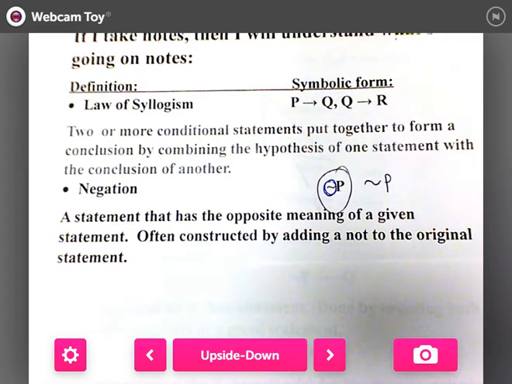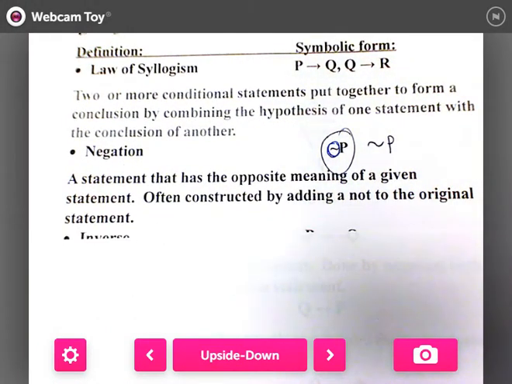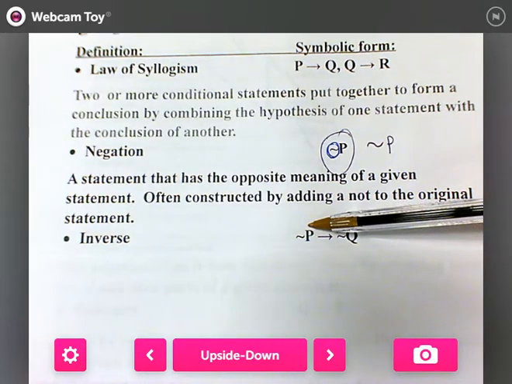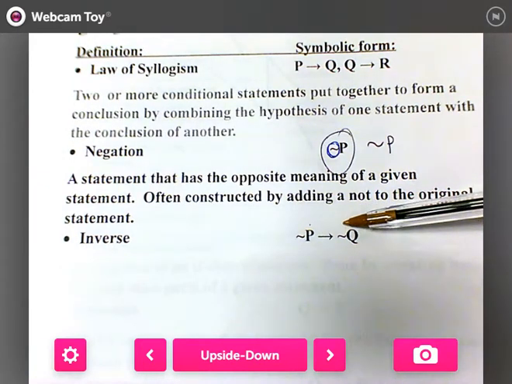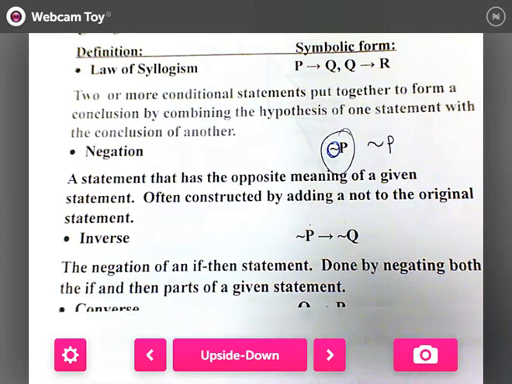I'm going to read it one more time for negation. A statement that has the opposite meaning of a given statement, often constructed by adding a not to the original statement. Okay. I'm not going to remove any of those. I'm just going to move it up to here. But I am going to start with the next one because I see a lot of people not doing anything. Inverse. Not the hypothesis, or not P, to not the conclusion, or not Q. The negation of an if-then statement done by negating both the if and the then parts of a given statement.